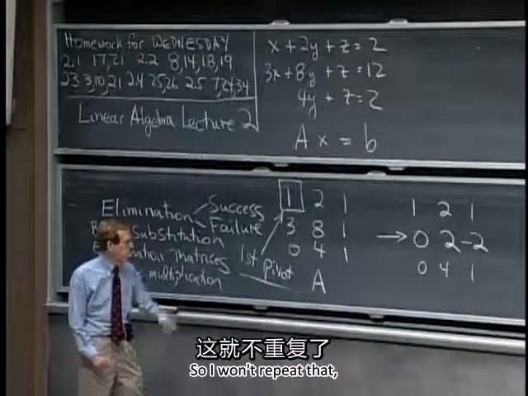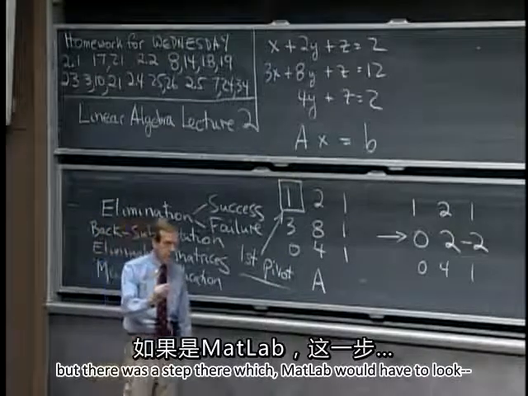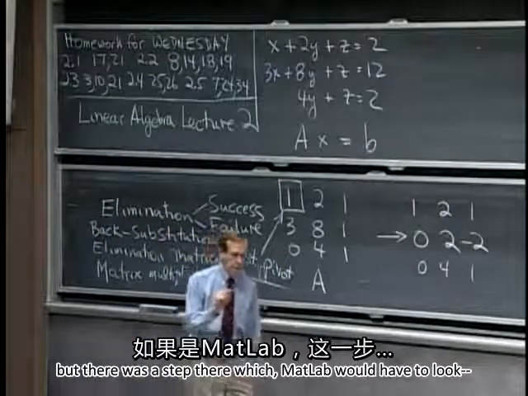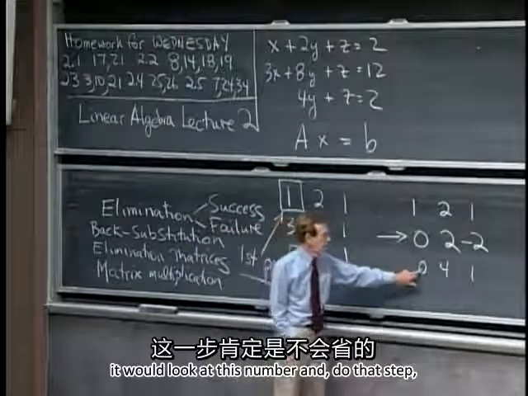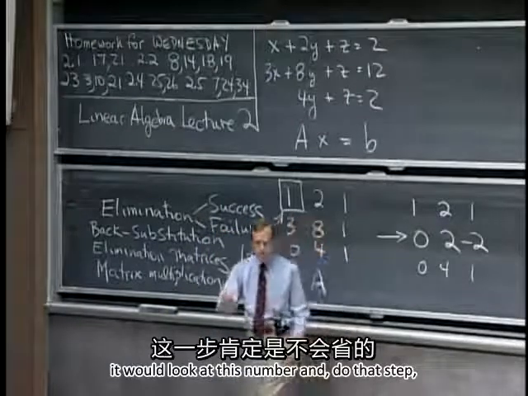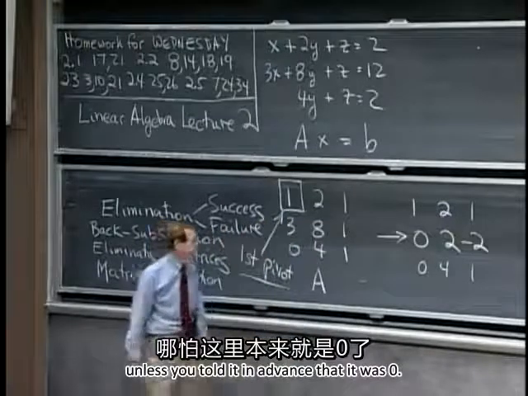So I won't repeat that, but there was a step there which MATLAB would have to look at. It would look at this number and do that step unless you told it in advance that it was 0.